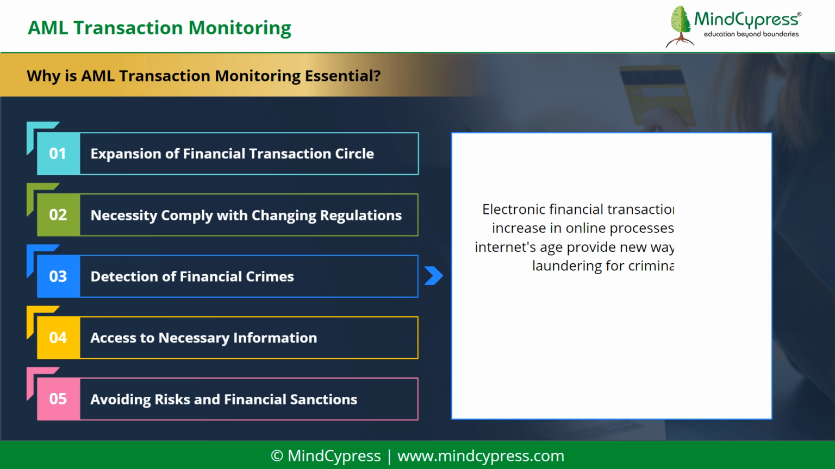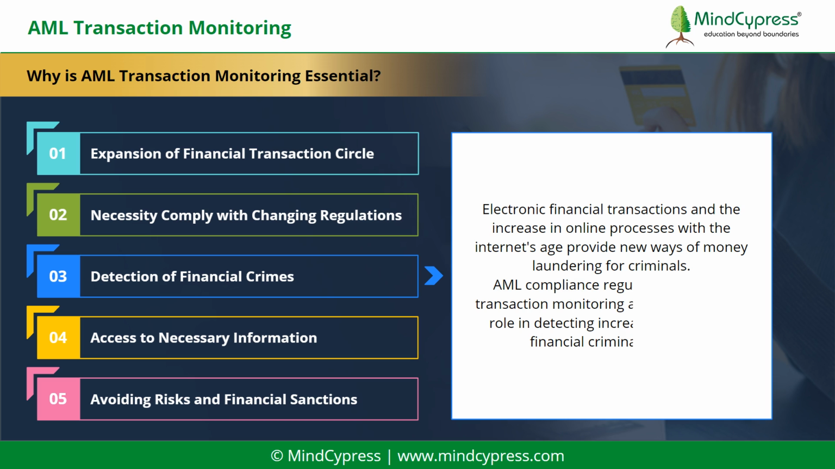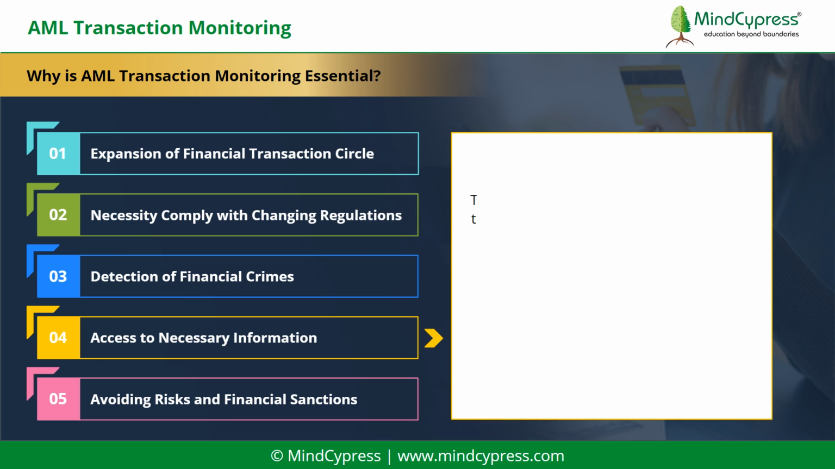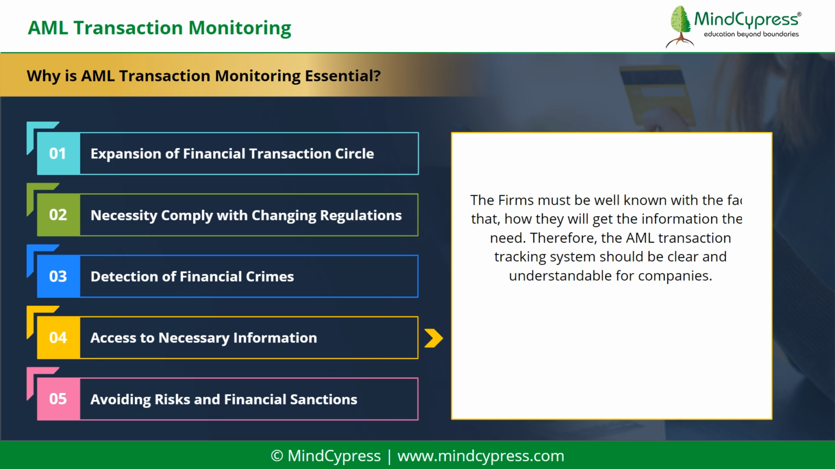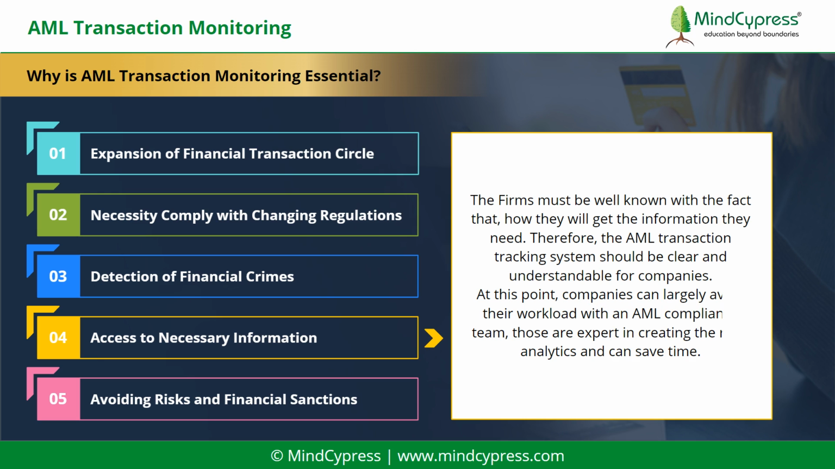Electronic financial transactions and the increase in online processes in the Internet age provide new ways of money laundering for criminals. AML compliance regulations and transaction monitoring activity play a key role in detecting increasingly complex financial criminal activity. Firms must be well aware of how they will get the information they need. Therefore, the AML transaction tracking system should be clear and understandable for companies. At this point, companies can largely reduce their workload with an AML compliance team. They are experts in creating the right analytics and can save time.